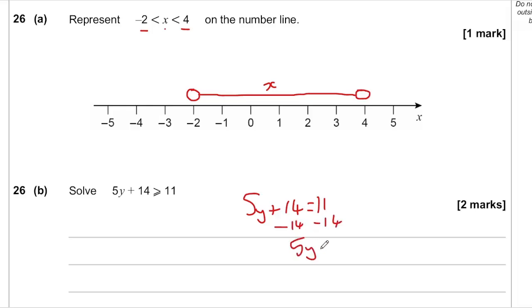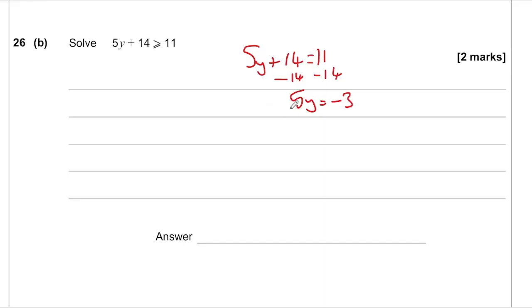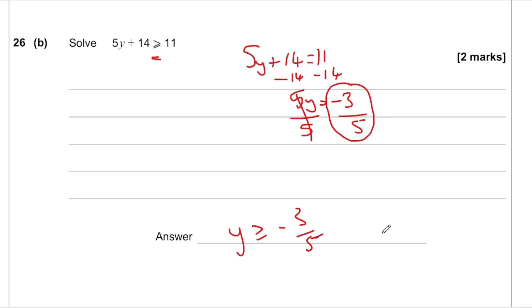So let's get rid of the 14 off this side by taking it away. So 5 lots of y equals 11 take away 14. I'm taking a bigger number away and the difference is 3, so -3 is the difference. Okay, and then I've got a 5 as a coefficient, so I just divide by 5 and I'm going to divide this side by 5. So all I'm left with is y. Now we go back to the original inequality sign. Is greater than or equal to, and then I do my solution that we found, which is -3 over 5. And that's the correct answer.